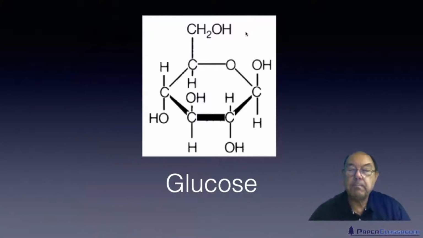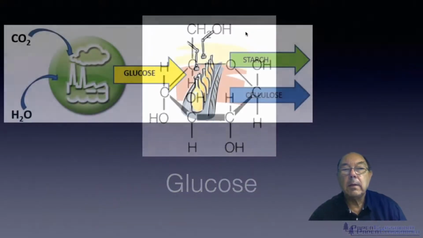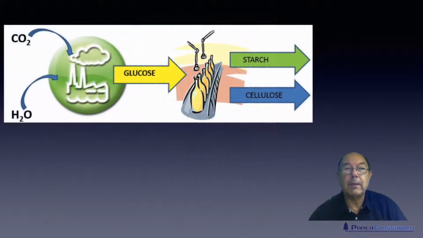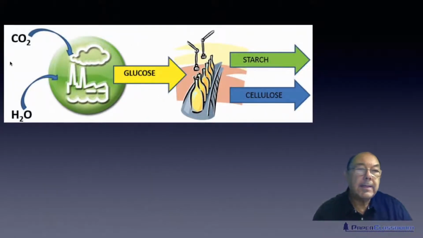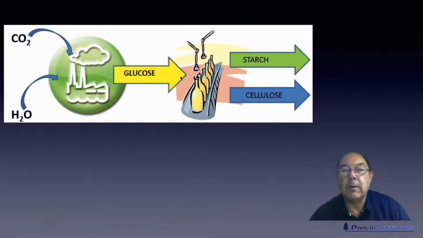Anyway, carry on. So here is a glucose molecule. Now, the plant is almost like a little factory. It takes in carbon dioxide, it takes in water, and it produces loads and loads of glucose. And this is where the plant gets really clever. It then builds up these glucose units into what we call long chains or polymers. And it can do it in different ways.